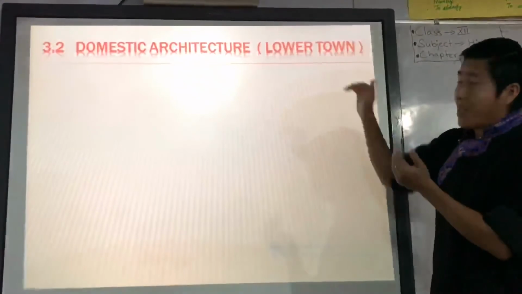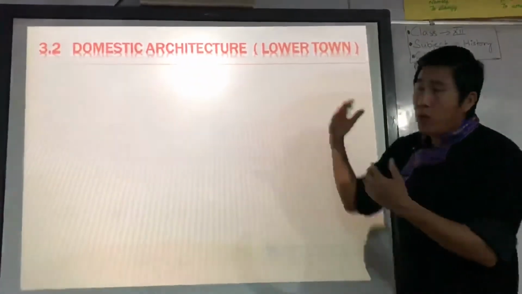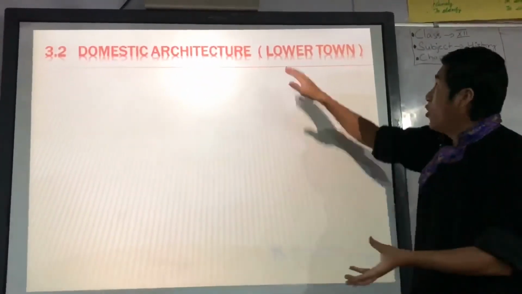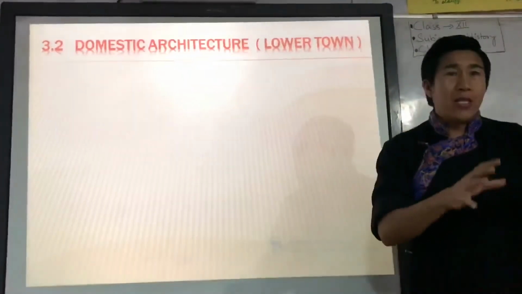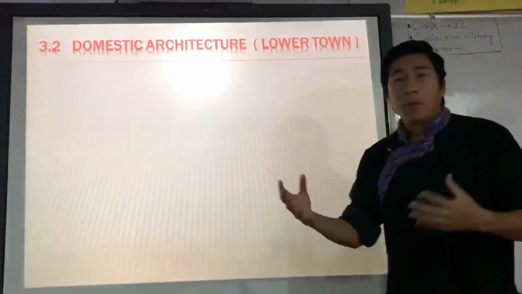Then the next thing we are going to discuss is domestic architecture. Domestic architecture means we are going to discuss the architecture of the lower town, where the common people used to live, right? Where just common people used to stay.